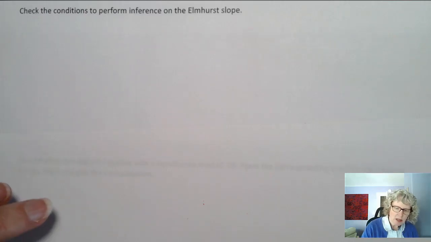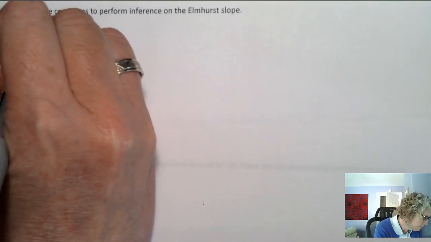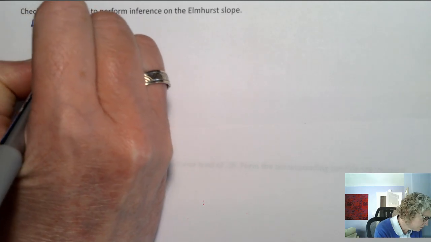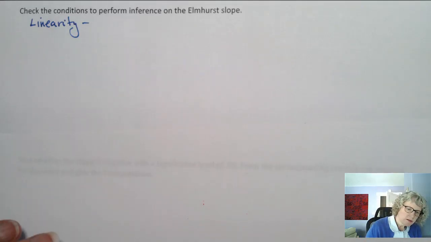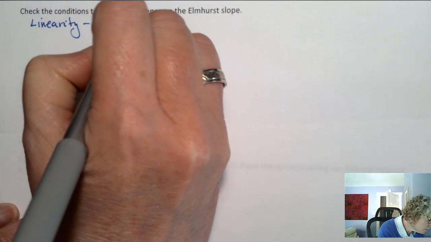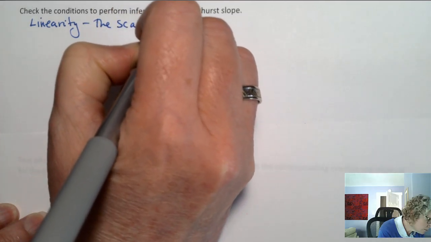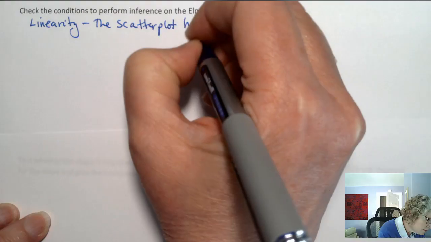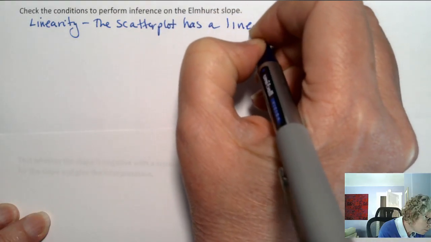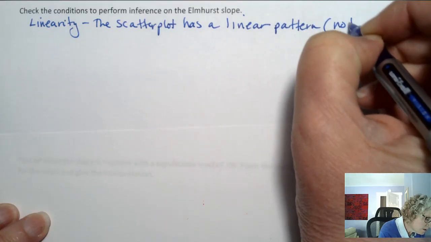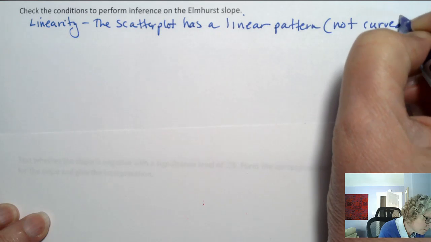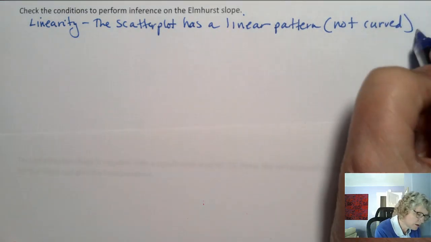So the first condition is linearity. Check the scatter plot for a linear pattern. You remember in a previous video, we did look at the scatter plot and it did look really linear. So I'm going to write the scatter plot has a linear pattern. In other words, it doesn't look curved. Okay, so that one is good.